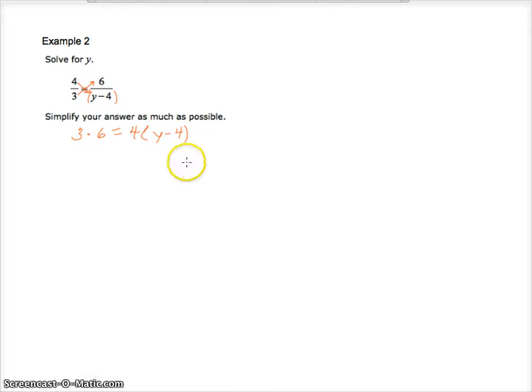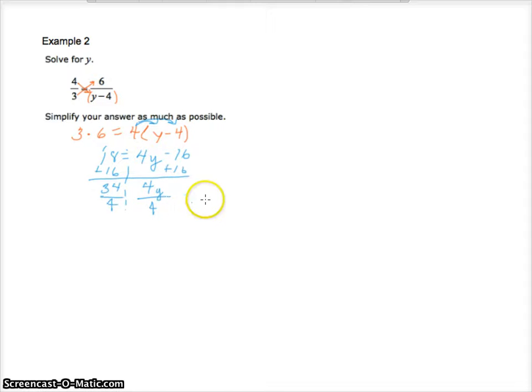Now in order to solve this, I've got to first apply the distributive property. So on this side it'll be 4y minus 16. And on this side, 3 times 6 is 18. Now I can solve for y. I'm going to add 16 to both sides. 4y equals 18 plus 16, which is 34. I'm going to divide both sides by 4. So I'm going to end up with y equals 34 over 4.